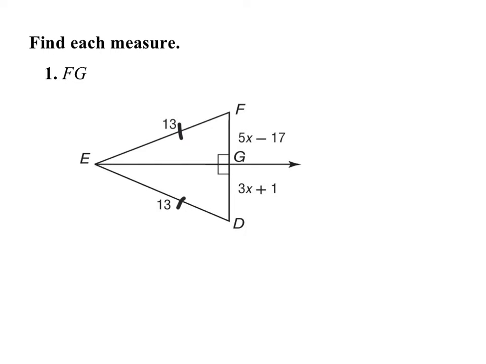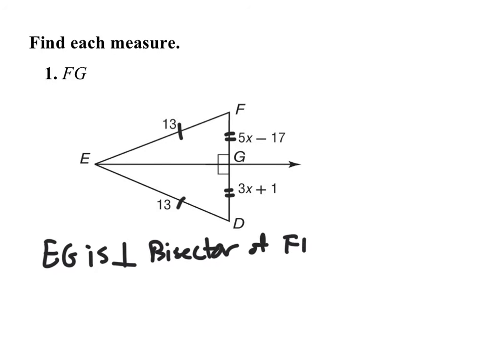And then I know that I have this line, EG, and if these two segments are congruent and we form a 90-degree angle, then FG is going to be congruent to GD. So let's say that EG is a perpendicular bisector of FD. And so if I know that, then I know that FG is congruent to GD. So let's go ahead and set up an equation and solve that.